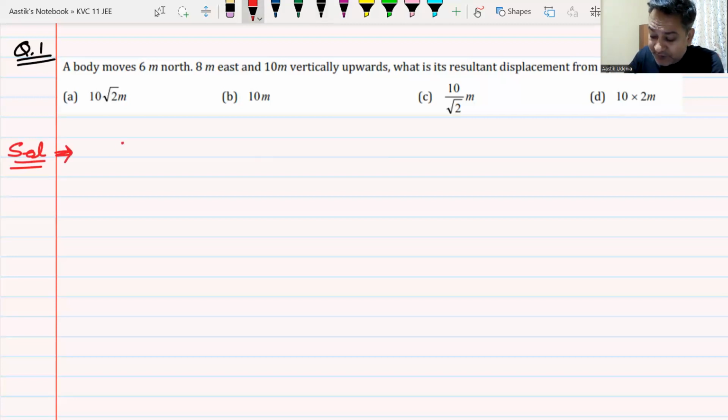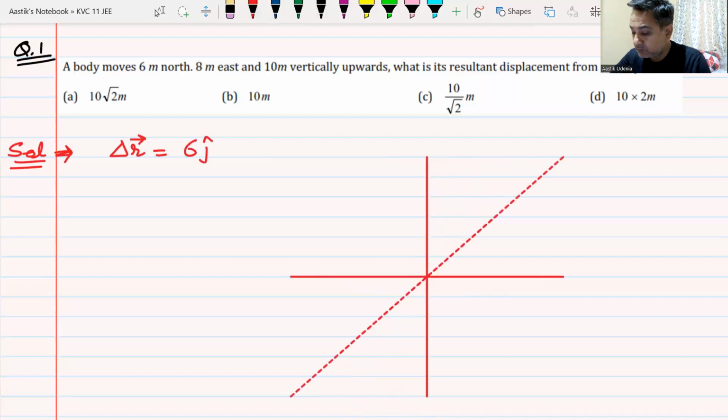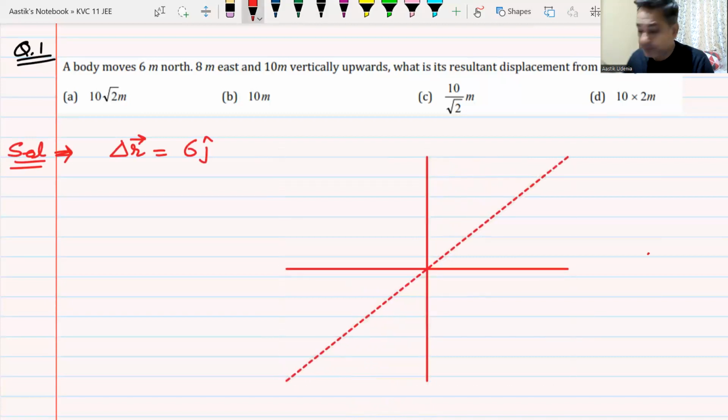If I talk about the displacement, let me write it as delta R vector. He moves 6 meters north, so I can call it 6j. Remember my north. Okay, wonderful. My axes are here: my x-axis, my y-axis, and my z-axis. Do we get this? Positive x, positive y, positive z. So first of all, he walks 6 meters like this, so I write 6j, yes or no?